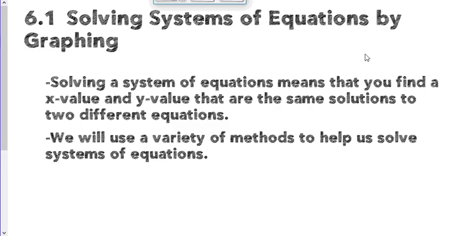Moving on to chapter 6, solving systems of equations by graphing. Things to note: a system of equations means that you find an x value and a y value that are the same solutions to two different equations. Instead of just solving for x separately or for y separately, we need to find values for both x and y that satisfy two different equations. We use a variety of methods throughout chapter 6 to help us do that, but the first one that we use is graphing.